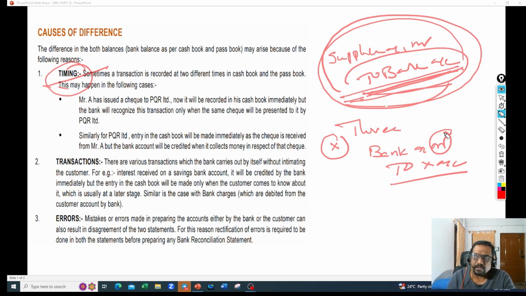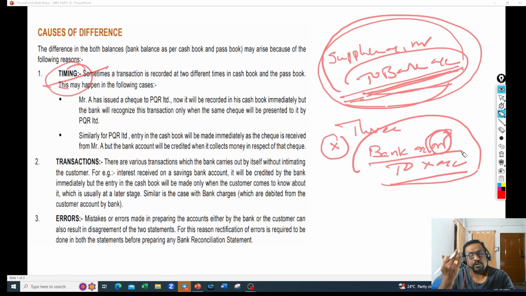This entry I wrote. And as soon as I wrote this entry, I will post this transaction on the receipt side, the debit side of the 3-column cash book, under the bank column, because it is a receipt, a deposit.